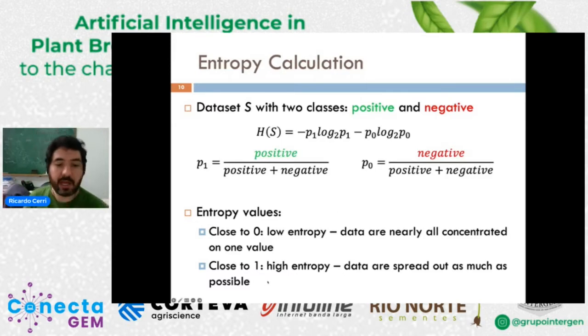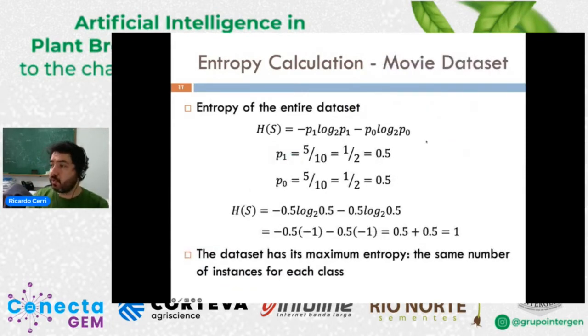Entropy close to 1, high entropy, means that the data is spread out as much as possible. So there is confusion in the data. I cannot make any decision. So we want to find a feature that decreases entropy. The entropy for an entire data set is calculated this way. Getting our toy data set, remember we had 5 movies from the positive class and 5 from the negative class. We calculate the probability of the positive class and the probability of the negative class. When we put this in the formula, we have entropy equal to 1, which is the highest possible entropy for this data set. There is total confusion in the data set.